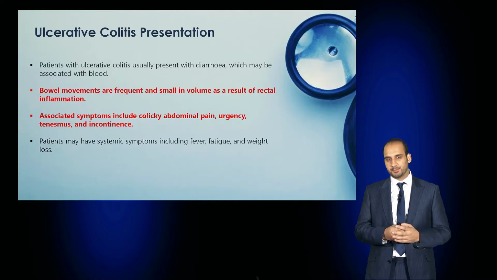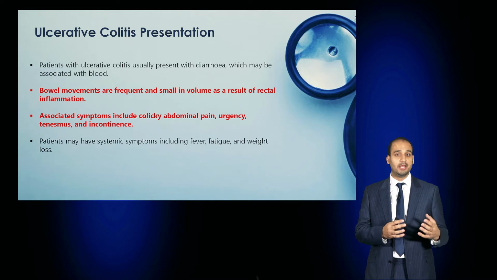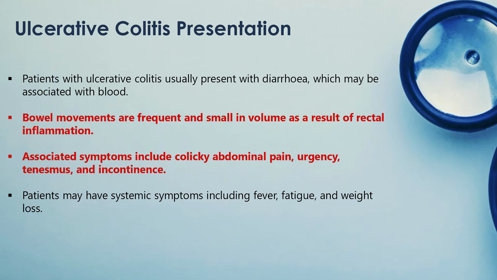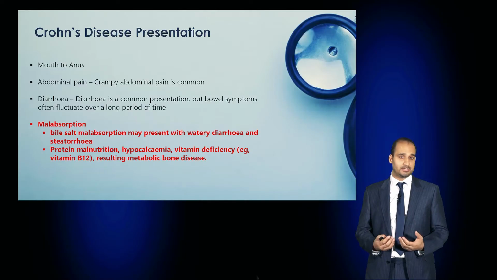Ulcerative colitis, which particularly affects the colon, presents with diarrhea, which can be bloody. Bowel movements are frequent, small in volume, and as a result, lead to rectal inflammation. Other symptoms include colicky abdominal pain, urgency, tenesmus, and incontinence. Patients may also have systemic symptoms including fever, fatigue, and weight loss.